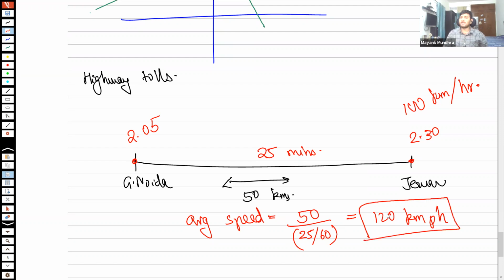So even though you have not been captured by any speed camera going at exactly 120, using the mean value theorem, I know that because your average speed was 120, at least at some point you should have been traveling at 120. Okay, so you can be penalized. This is something which used to be used on highway tolls before cameras became so cheap. Now speed cameras are dirt cheap.